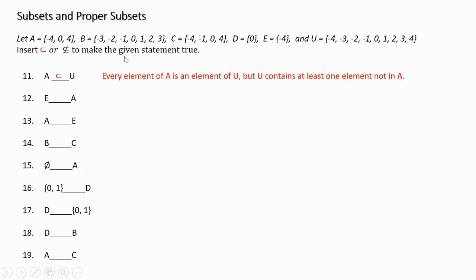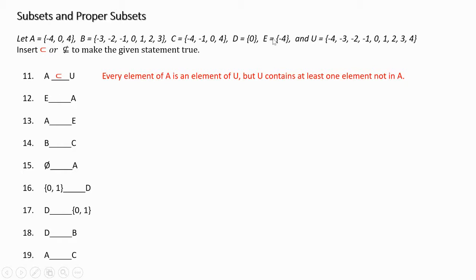And here, guys, it was a whole bunch, right? Because only -4, 0, and 4 are from A. So the rest contain at least one element that is not in A, which is -3, -2, -1, 1, 2, and 3. Okay. How about number 12?